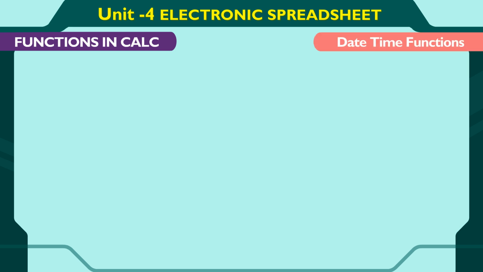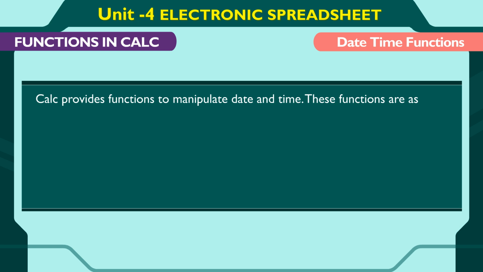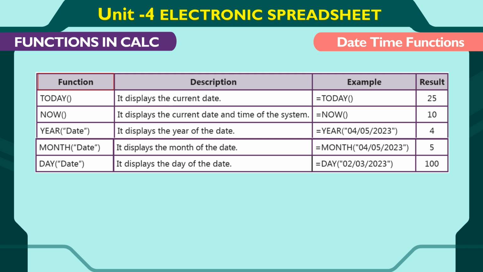Date and time functions. Calc provides functions to manipulate date and time. These functions are as follows. Function, description, example, result. TODAY. It displays the current date. =TODAY(). NOW. It displays the current date and time of the system. =NOW().